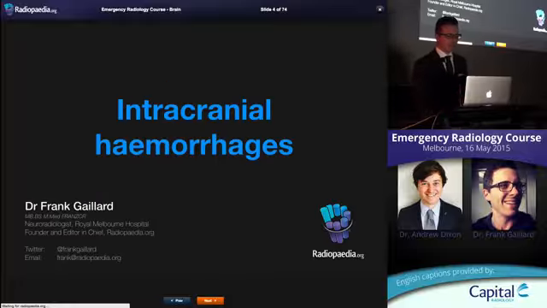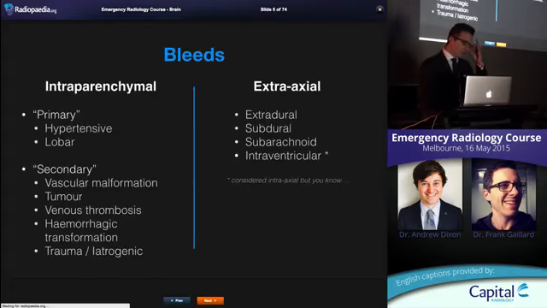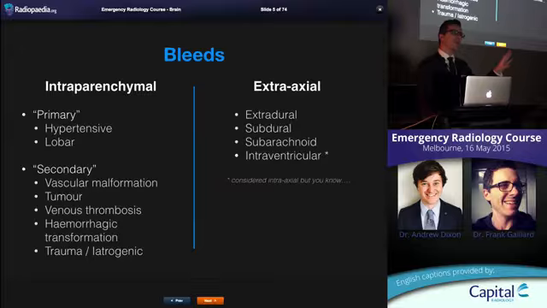So let's start with intracranial hemorrhage. We traditionally divide it into where it is within the brain. Either it's intraparenchymal or extraaxial. And with the intraparenchymal component, we traditionally divide it into primary, in other words, it just happens, and secondary, or there's another lesion underlying it. This clearly is a bit of an artificial distinction in that primary hemorrhages also have underlying causes, which we know about. So they're all kind of secondary to something.